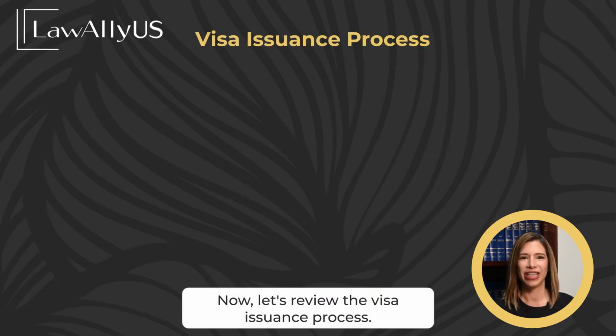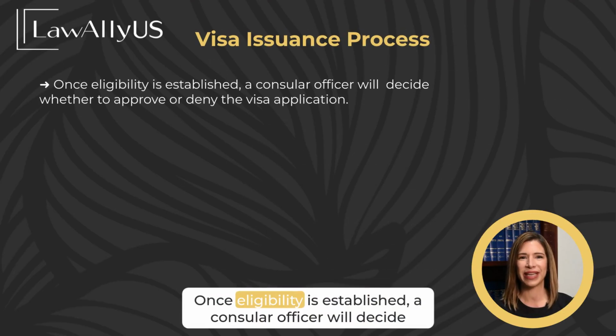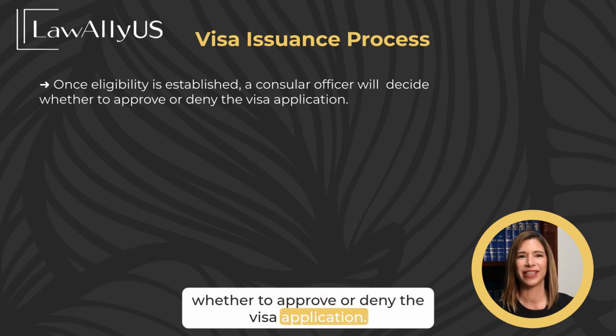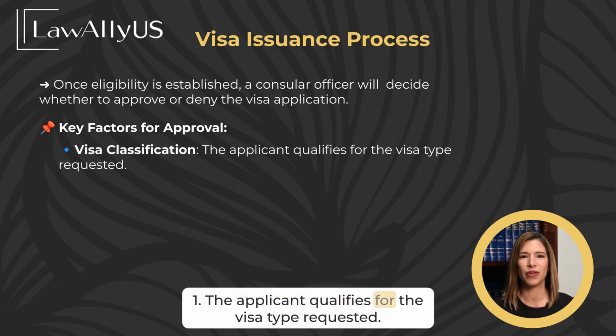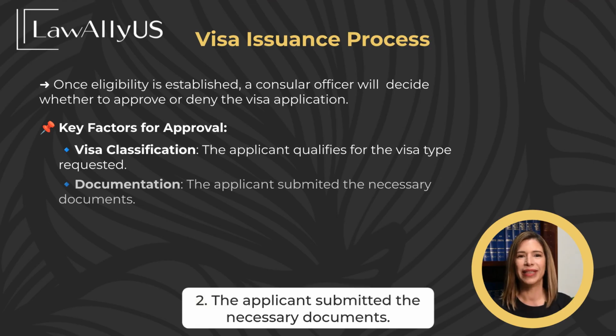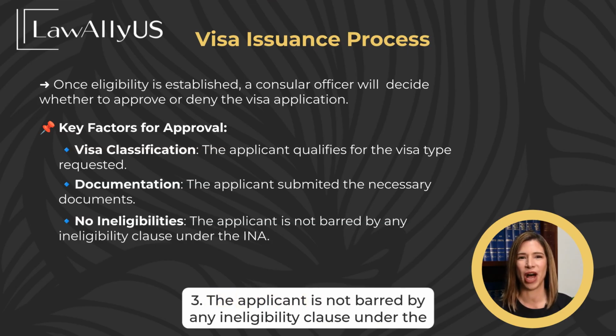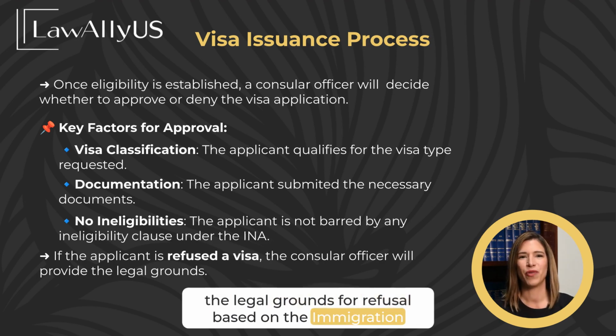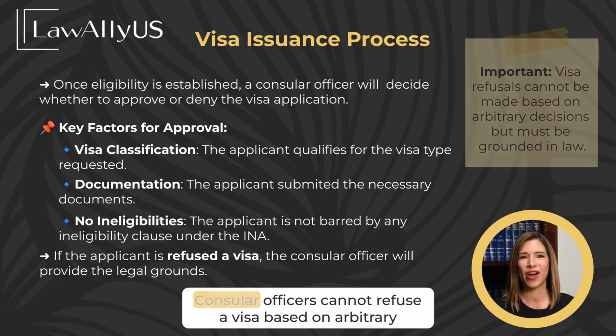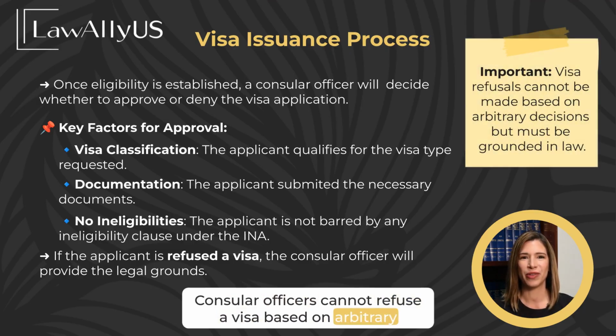Now let's review the visa issuance process. Once eligibility is established, a consular officer will decide whether to approve or deny the visa application. The key factors for approval are: 1. The applicant qualifies for the visa type requested. 2. The applicant submitted the necessary documents. 3. The applicant is not barred by any ineligibility clause under the INA. If the applicant is refused a visa, the consular officer will provide the legal grounds for refusal based on the Immigration and Nationality Act. Consular officers cannot refuse a visa based on arbitrary decisions.